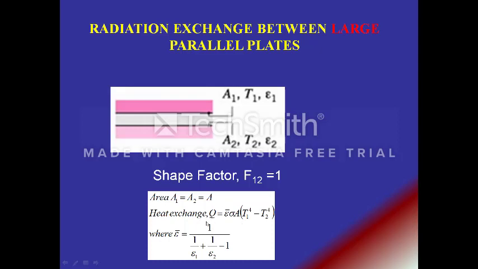So heat transfer between the two surfaces is equal to, ignoring F1 to 2, simply epsilon bar into sigma into A into T1 power 4 minus T2 power 4. A is the area of both the plates. Here epsilon bar is equal to 1 by epsilon 1 plus 1 by epsilon 2 minus 1, all inverted. So epsilon bar depends on epsilon 1 and epsilon 2. This formula is available in your data book. You can refer to the data book.